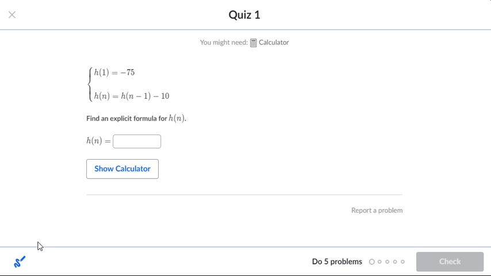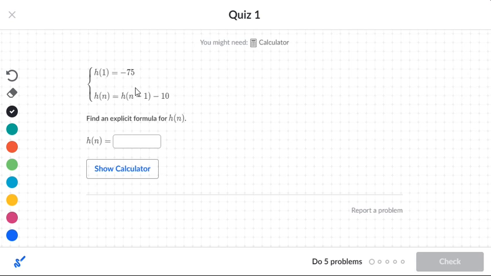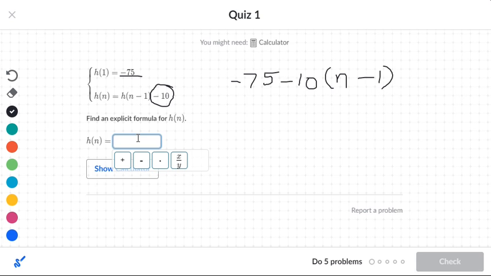Okay, we have the following problem here. We have these two levels here. We have where the problem begins on the sequence, which is negative 75, and then we have the actual rule here, which is negative 10. So we're going to write this as one level of the formula. We would write down negative 75, then we'd write down our rule, which is negative 10. And remember, you always end with n minus 1. So let's type that in there.